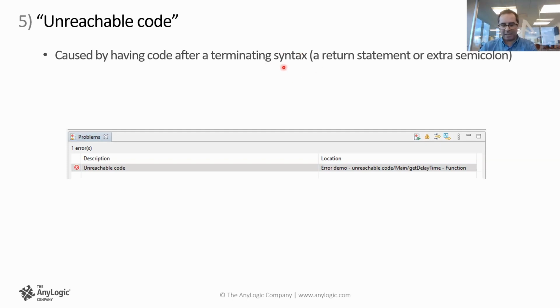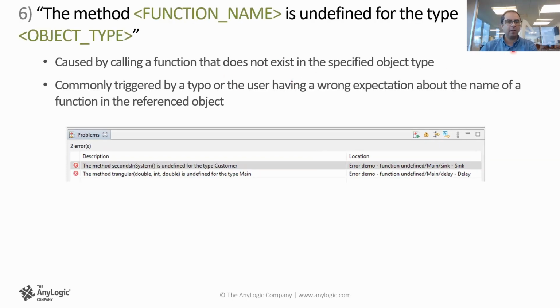So we're not going to show an example. It's pretty straightforward. And this is also very straightforward. If your function name has a typo, or it's not accessible, or you renamed it and didn't refactor it properly, similar to what we saw for the objects and variables, you get an error message. This time it says the method, with the name of the function, is undefined for the type, and that would be the agent type or the context of that method.